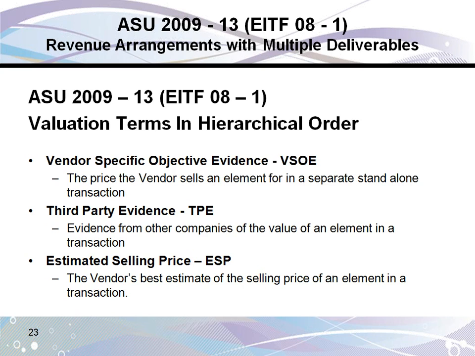Our third methodology, if we're unable to establish VSOE or TPE, is the estimated selling price. That's the vendor's best estimate of what the selling price of an element is in the transaction. We'll talk later in the webcast about the different methods that we use to establish estimated selling price, or ESP. But for right now, what we want to focus on is that we're going to use one of these three values to do the calculation and the allocation of revenue in our multiple element transaction.